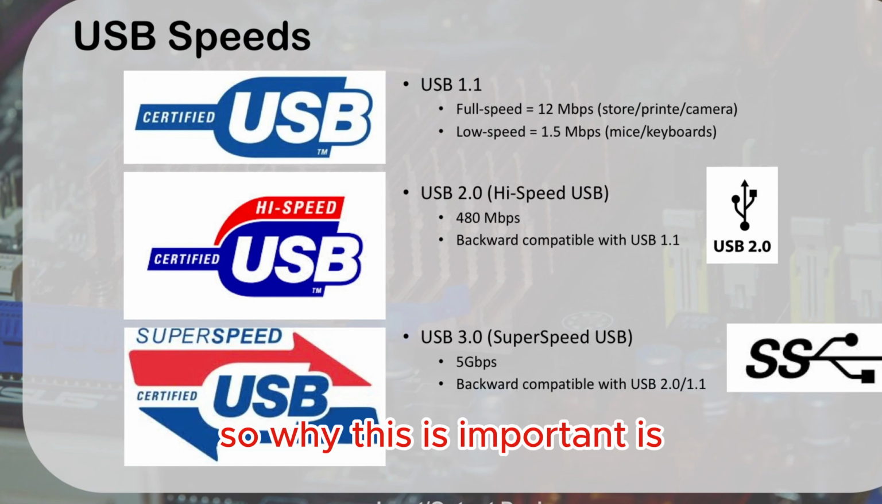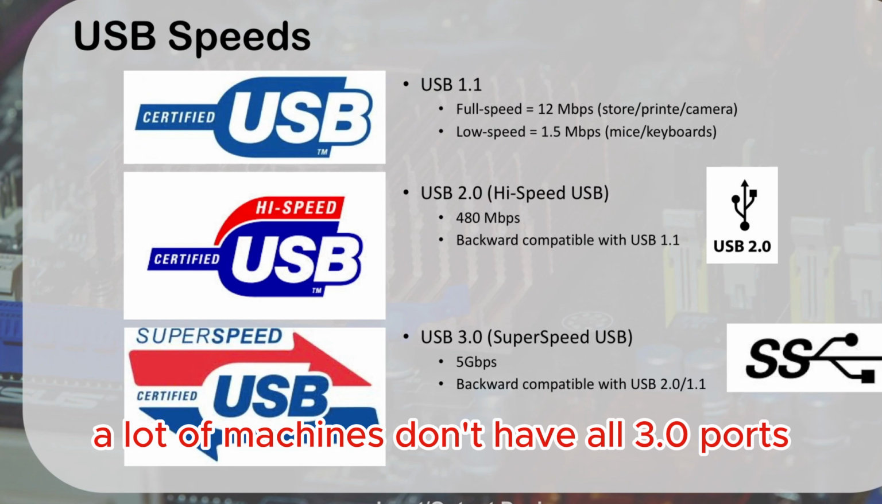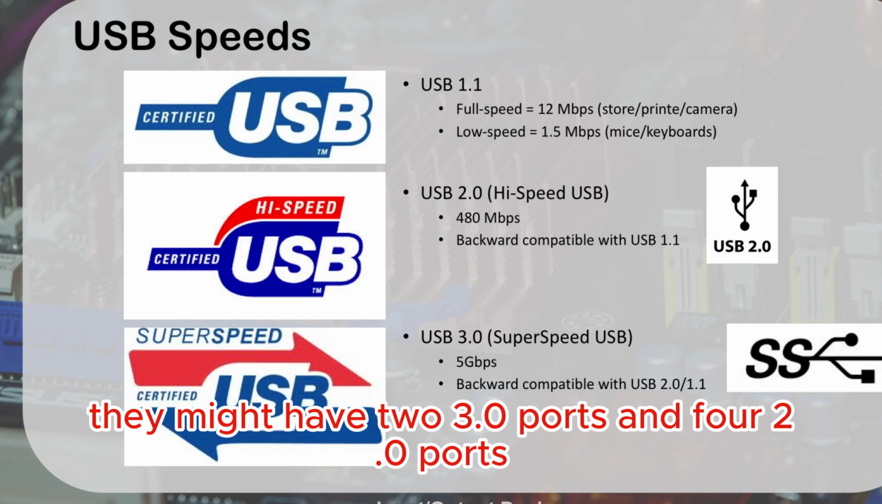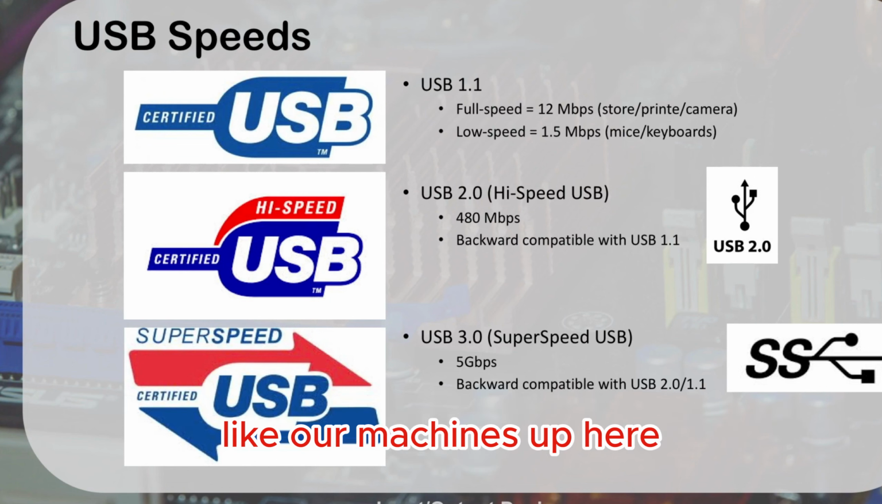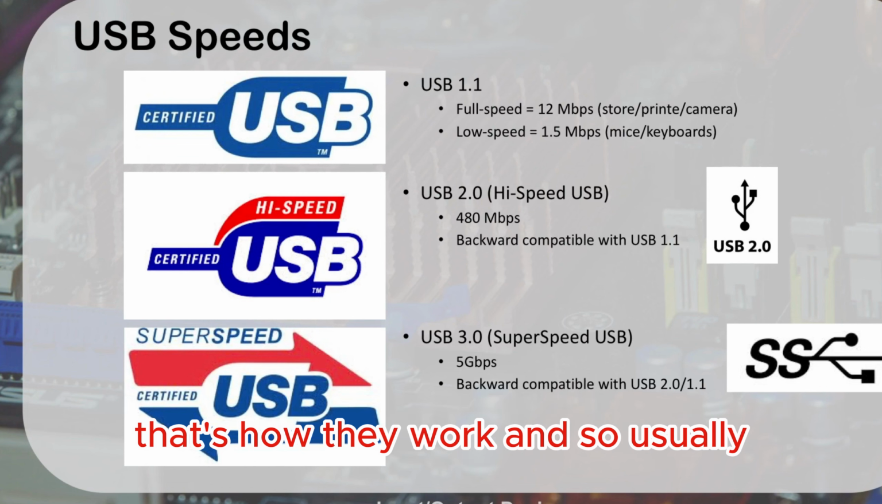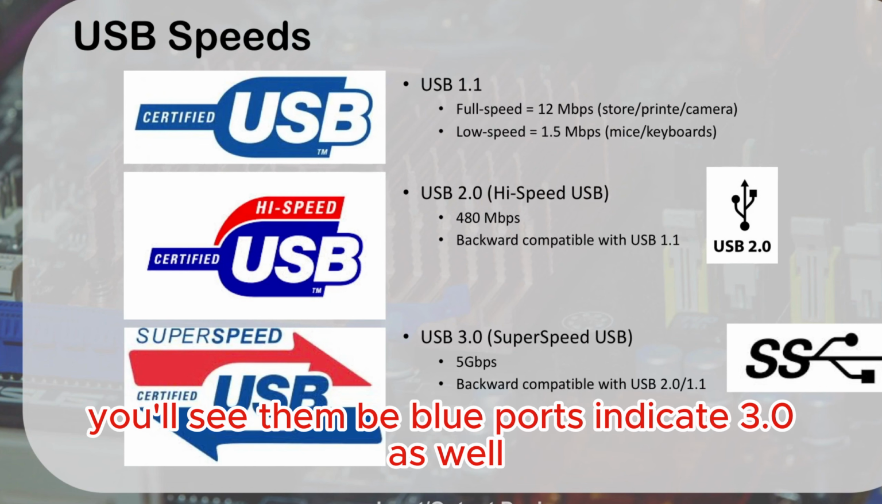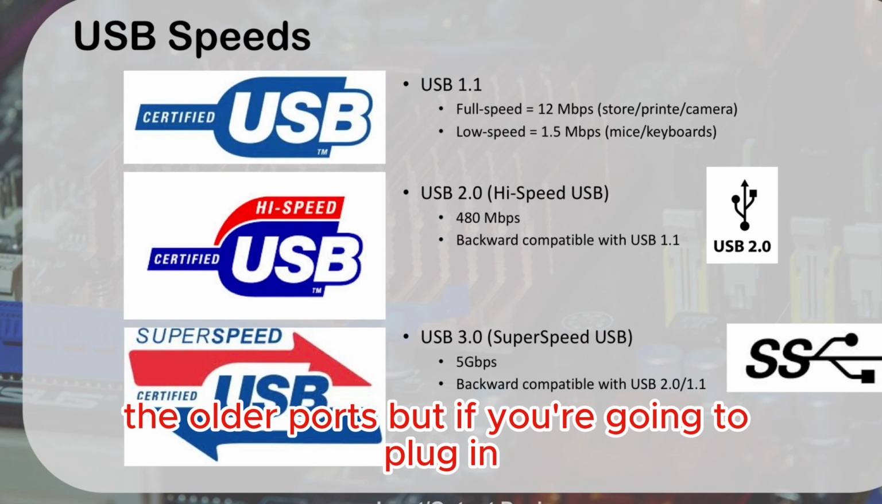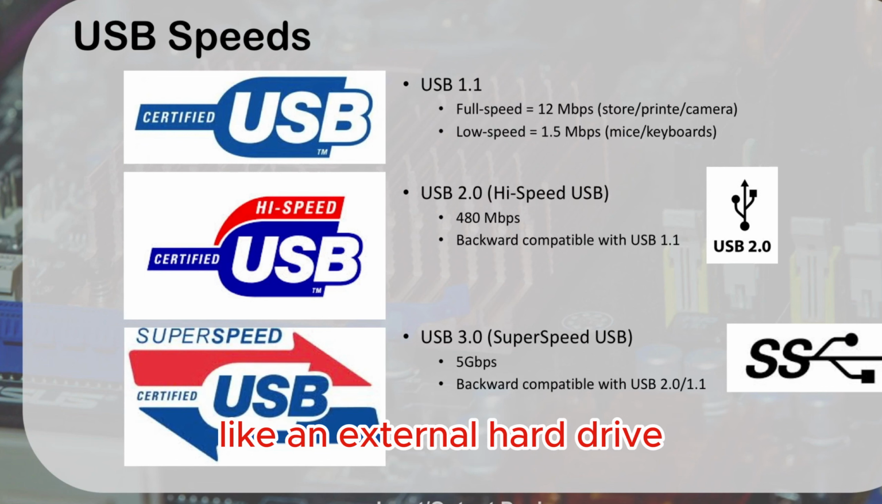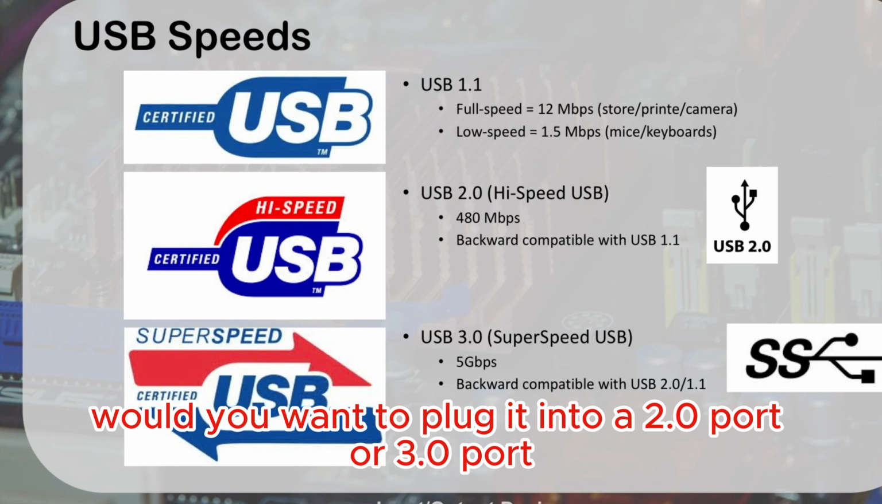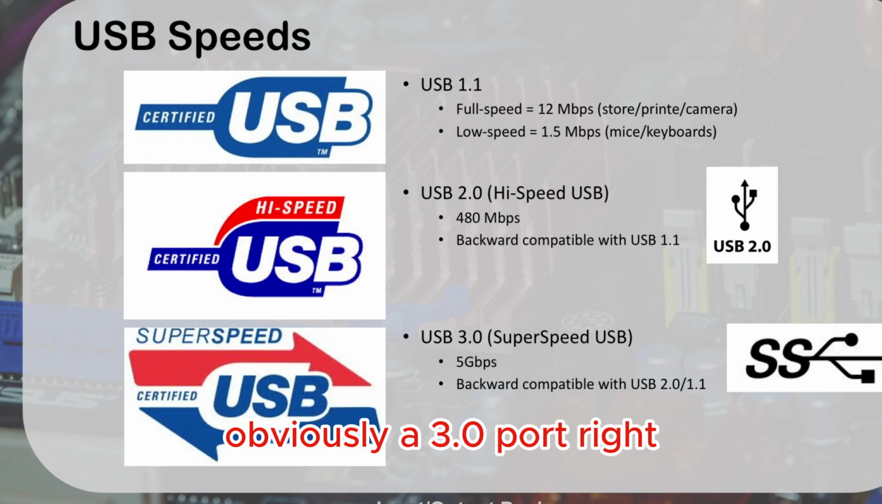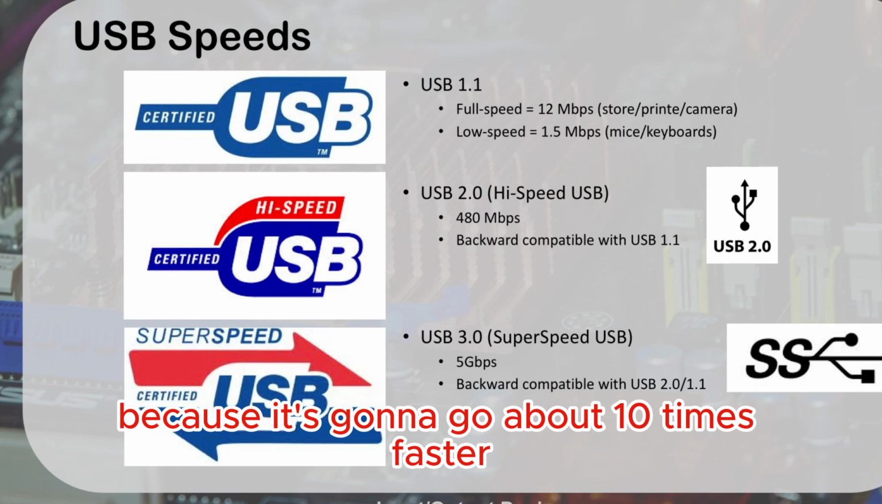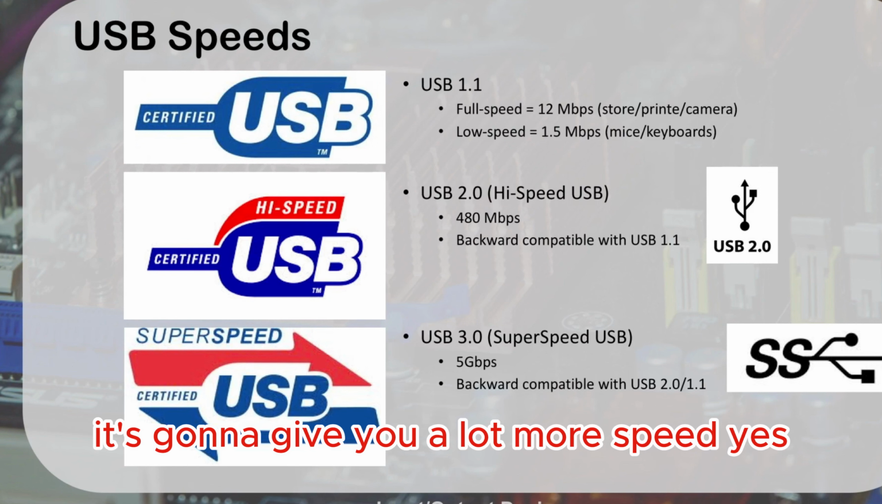So why this is important is a lot of machines don't have all 3.0 ports. They might have two 3.0 ports and four 2.0 ports, like our machines up here. Usually you'll see blue ports indicate 3.0, and the black ports indicate the older ports. But if you're going to plug in an external hard drive and you have a choice, would you want to plug it into a 2.0 port or a 3.0 port? Obviously a 3.0 port, right? Because it's going to go about 10 times faster. And so if you're transferring files, it's going to give you a lot more speed.